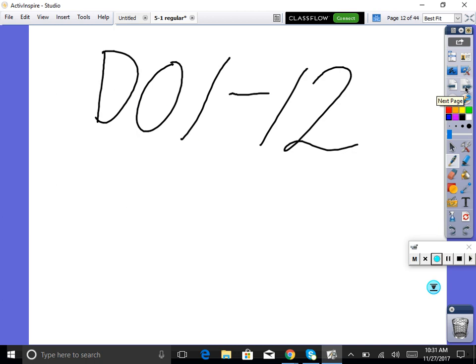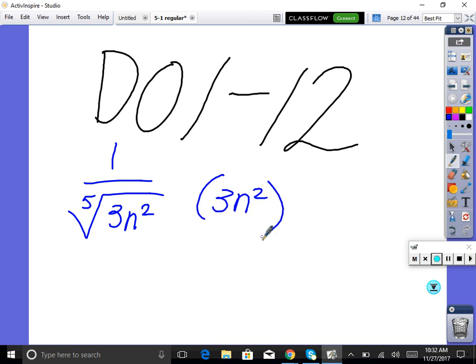Do 11 through 12, ready, go. Number 12 is the trickier one. Think about that. Where should your parentheses be? Okay, so number 12, you should have said, okay, since we have 1 over the 5th root of 3n squared, they're not both squared, so 3n squared, and then they are both under a 5th root, so 1 on top and then negative, because it's flipped over a fraction.